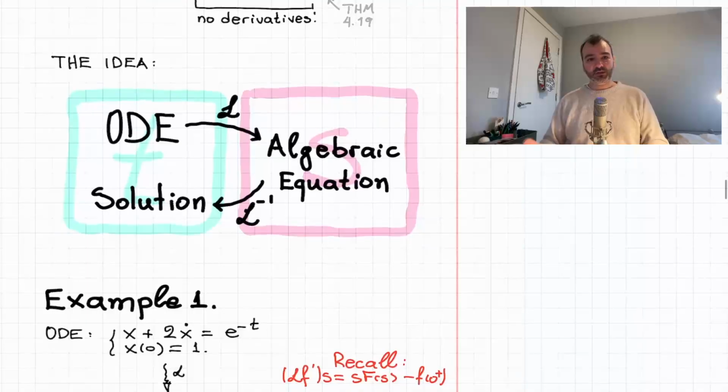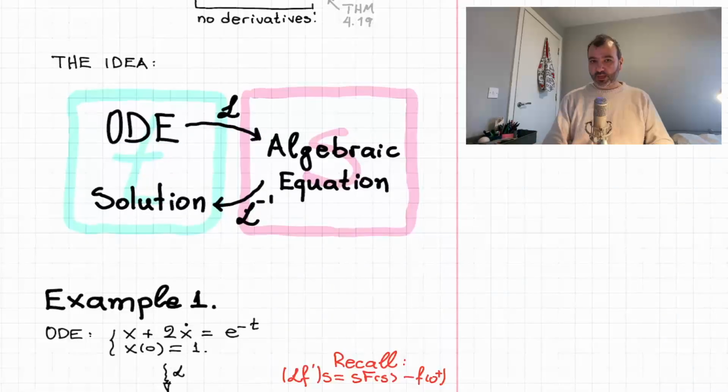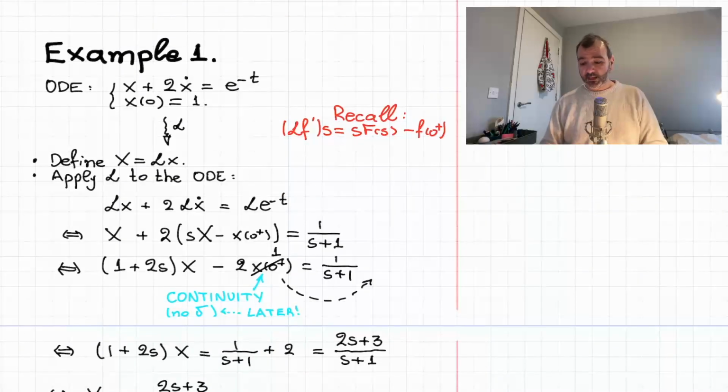Overall, the idea is that you take your ODE, which lives in the time domain, you apply the Laplace transform, you move over to the s domain, and there you have a simple algebraic equation, to which you can apply the inverse Laplace transform and get your solution, if that's what you want. So here is a simple first example. I have written the property I just showed you again here, so we don't have to scroll up. The ODE is x plus 2x dot is e to the minus t, and we know that x at time 0 is equal to 1.